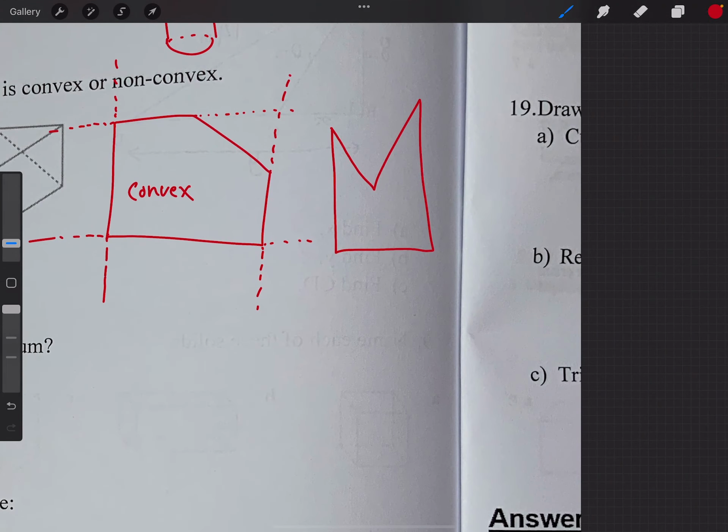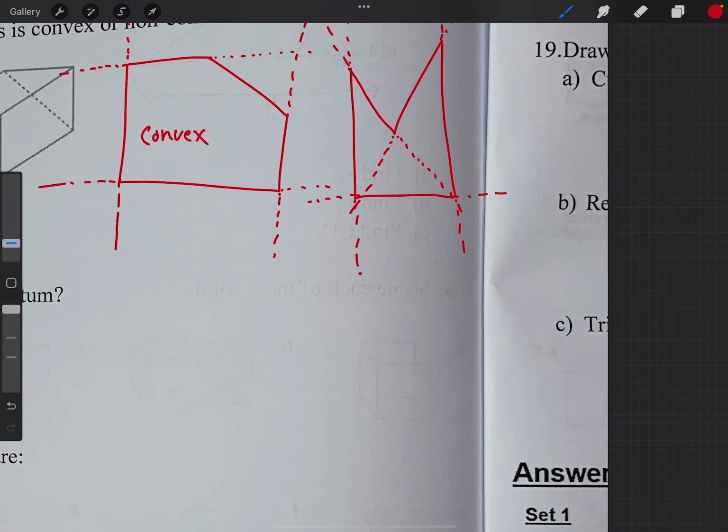But if you extend the sides, let's look at this one here. Let's extend this side. Extend all the sides. But this one, when you extend this line, it goes inside the shape. So now this one is not convex. This is actually called concave. Concave shape.